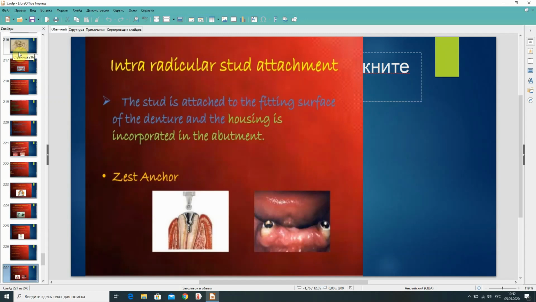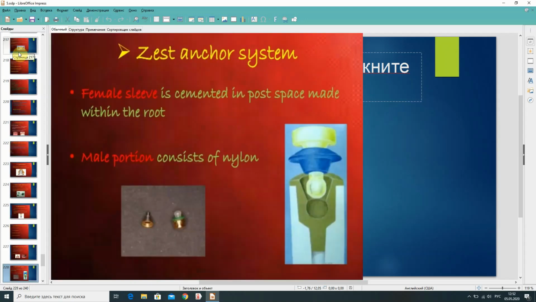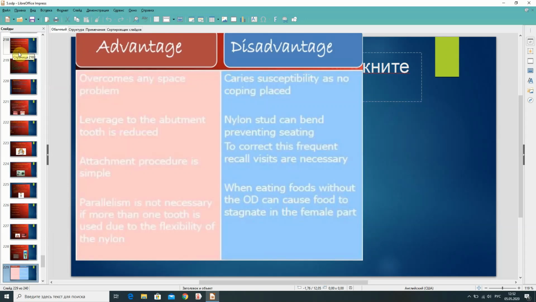Intraradicular stud attachment. The stud is attached to the fitting surface of the denture, and the housing is incorporated in the abutment. Zest anchor system. Male sleeve is cemented in a post space made within the root. Male portion consists of nylon. Advantages and disadvantages.